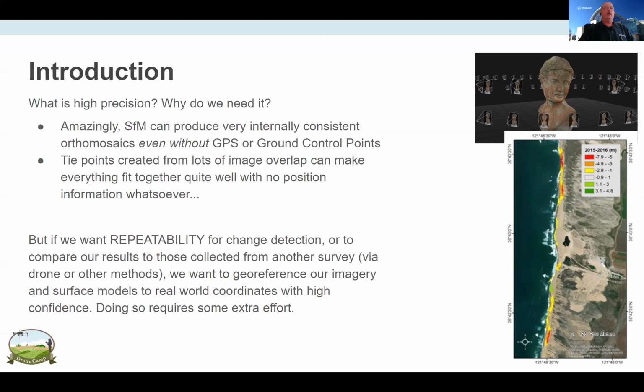We also often want to just have high confidence that we can compare our results with those from other data sets or those from other providers. We want to be able to share our data, and we want it referenced to real world coordinates with high confidence so that we can be sure that when things are compared, they will line up as they should. And accomplishing this sort of higher precision takes a little bit of extra effort. It's a little harder than just going out and flying your drone and taking a bunch of pictures and coming back and processing the data.